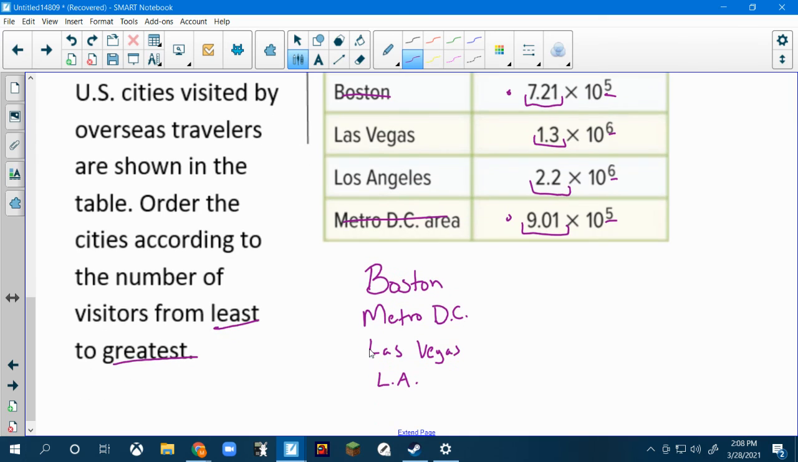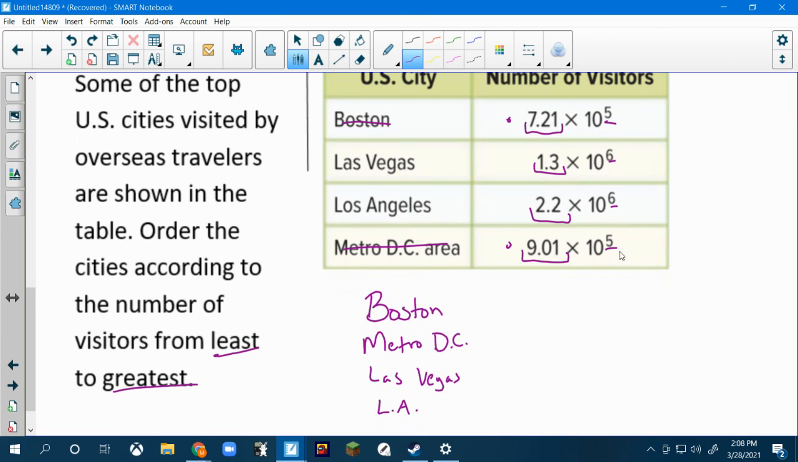And that's how you order in scientific notation. We look at that exponent first, find the smallest one for least to greatest. If you have the same exponent, same exponent of 5, you have to look at the number in the front. Whichever one's smaller is going to be the smallest one.